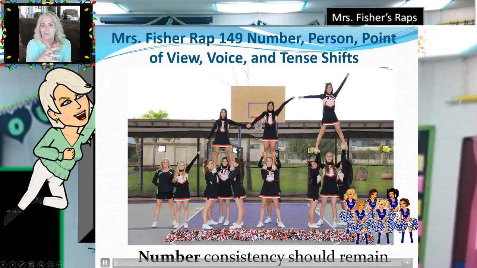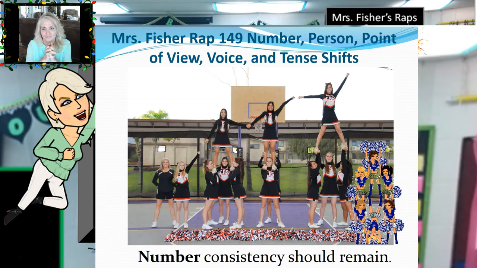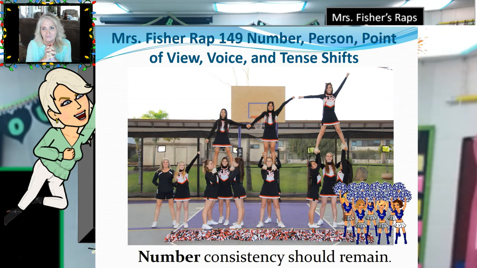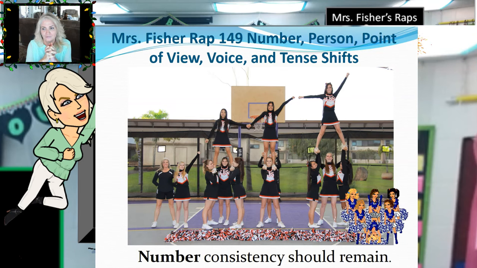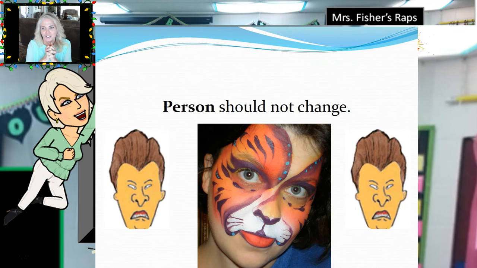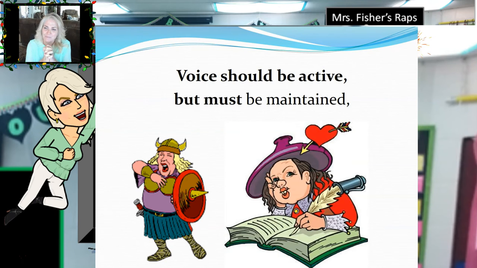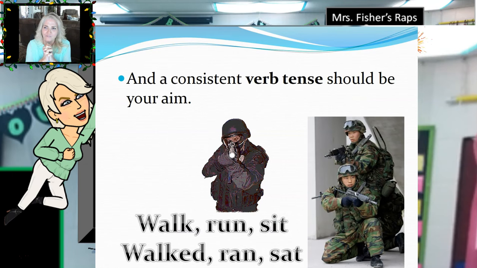Sentence construction, shifts in number, person, point of view, voice, main tense. Keep it straight. You can do this, Ladybug. Number consistency should remain. It will. Person should not change. Subject point of view, it needs to be kept the same. Subject voice should be active, but must be maintained. And a consistent verb tense should be your aim.